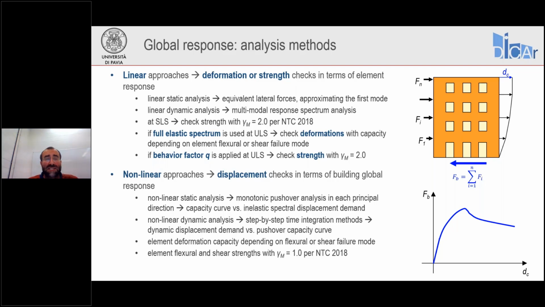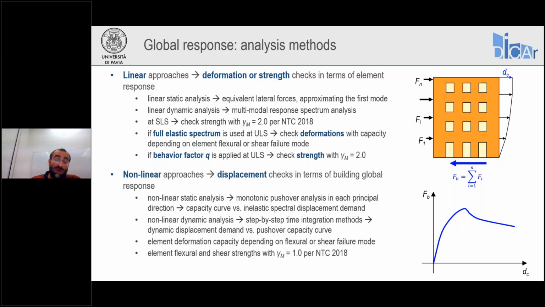We can have, again, static or dynamic analysis, also in case of nonlinear analysis. In the case of static analysis, we perform a pushover analysis in each principal direction of the building. We obtain a capacity curve in terms of base shear and displacement of a control node at the roof level. And we compare this capacity curve basically with an inelastic spectral displacement demand. So we have to transform elastic design spectra into inelastic spectra according to the Eurocode formulation. We will see how to do this in one of our webinars.